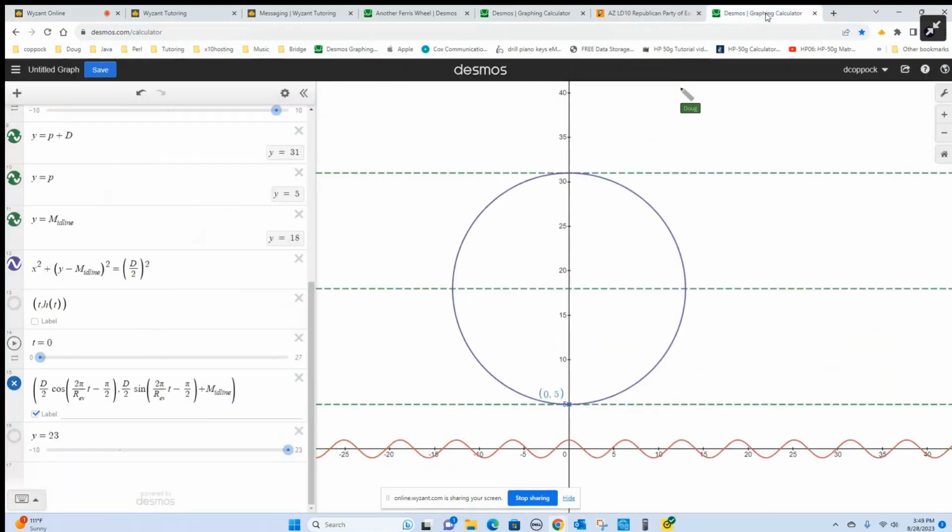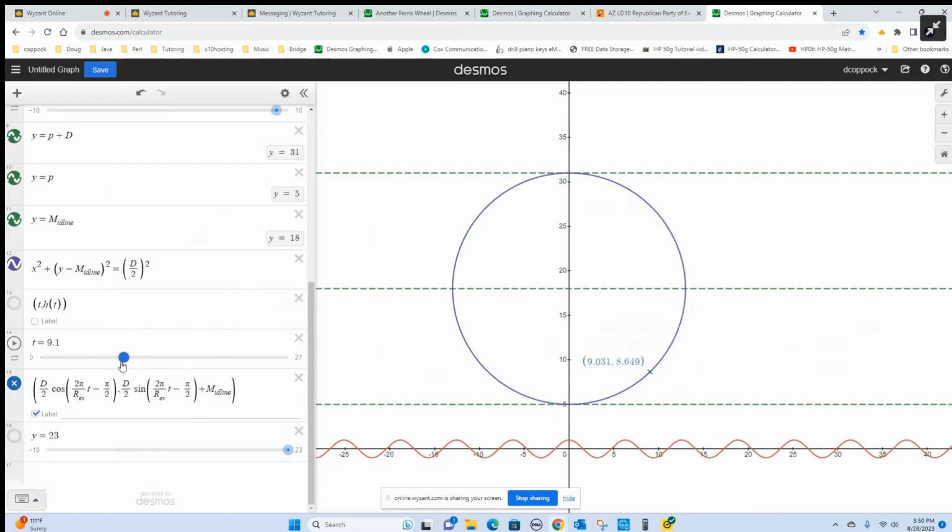And if I go to Desmos, there's the Ferris wheel. Here's the position of one of the carts when t equals 0. As time progresses, by the time we're halfway through at 4.5, we're up at 31, the top of the Ferris wheel. And by the time we go on another 4.5, we're back at the bottom. And then it starts repeating all over again.